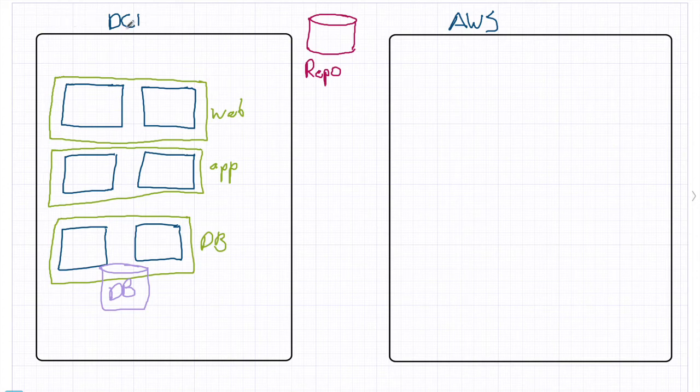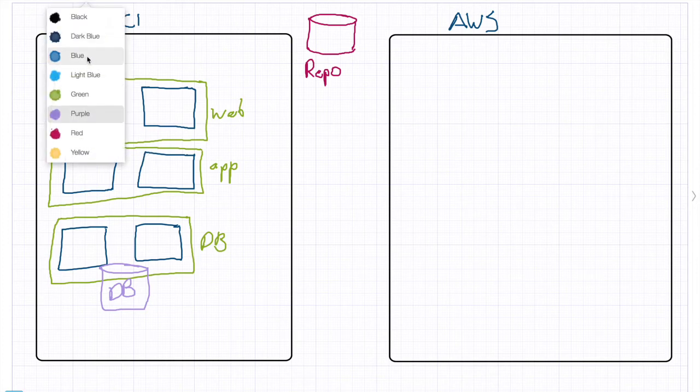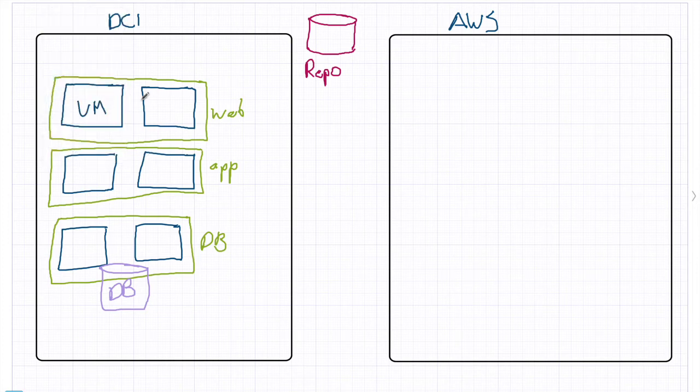So let's take an example here. I've got data center number 1 here on the left, and I've got Amazon Web Services on the right. I've currently got an application running. It consists of 3 tiers, and each tier has several VMs in it. So these will be VMs. So I've got my web tier, I've got my application tier, and I've got my database tier. So I've got 3 tiers. I've got a total of 6 VMs, and I want to migrate this application onto Amazon.